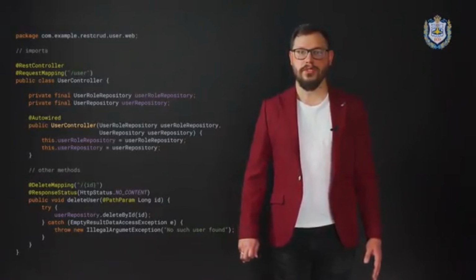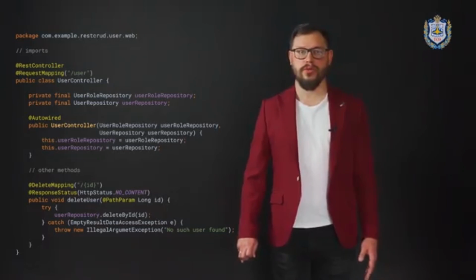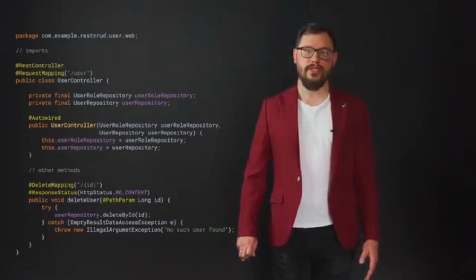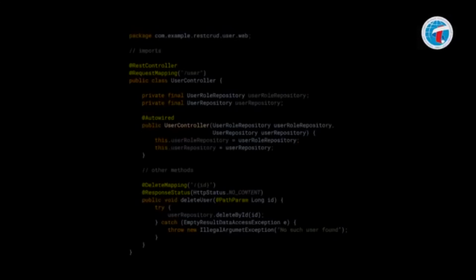This is very important if you want to create a RESTful web service, and the standard HTTP code 200 will not work here. The implementation of the delete method will be pretty straightforward. Its only peculiarity is that we will catch an exception if such a user doesn't exist in the database.